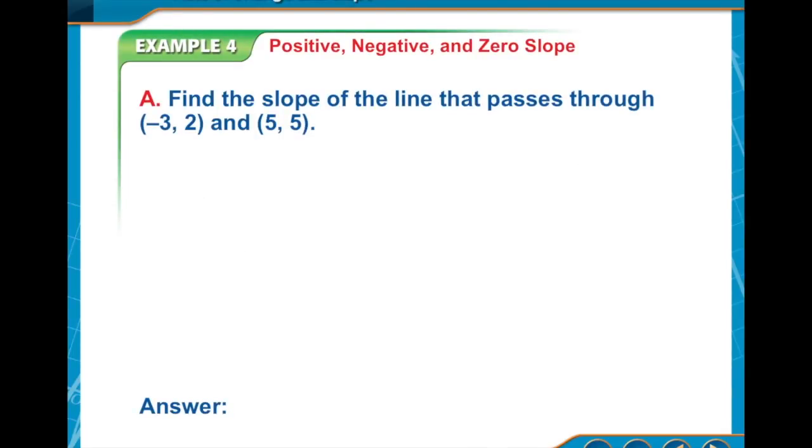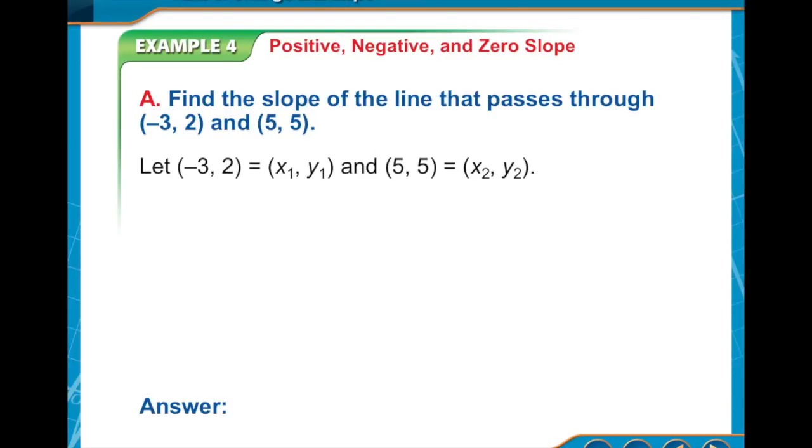And what do you know? Look at example 4. We're going to be dealing with positive, negative, and 0 slopes. They ask us to find the slope of a line that goes through these 2 points. So given these 2 points, we can do that by using that formula we just talked about.